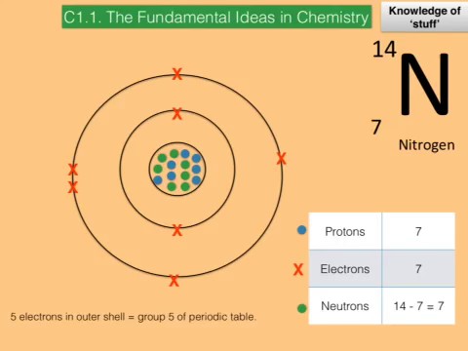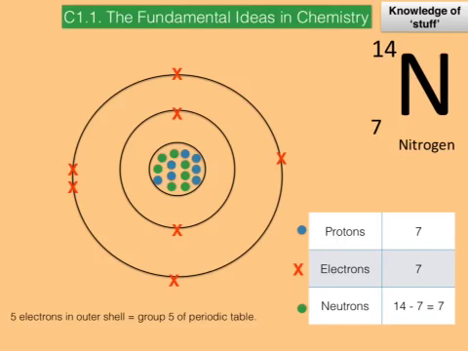Always count up to check that you've got the right amount of electrons. 7 there. 1, 2, 3, 4, 5, 6, 7. Now the rule for the second energy shell is a bit different, because they can take up to 8 electrons. Now in this case we didn't need to use any more, because we've only got 7 electrons in total.